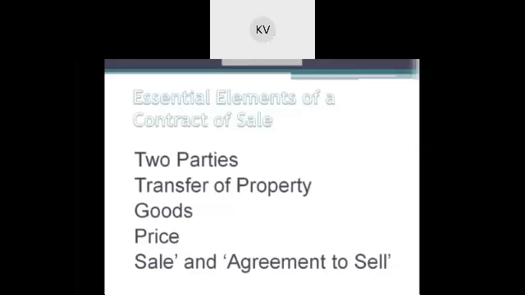Two parties. Definitely there should be two parties involved. Two persons should be there. The contract of sale involves two parties, the seller and the buyer. Isn't it? The buyer and the seller should be two different persons. If a person buys his own goods, there is no sale.